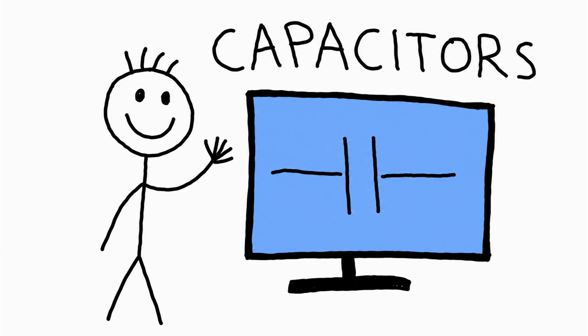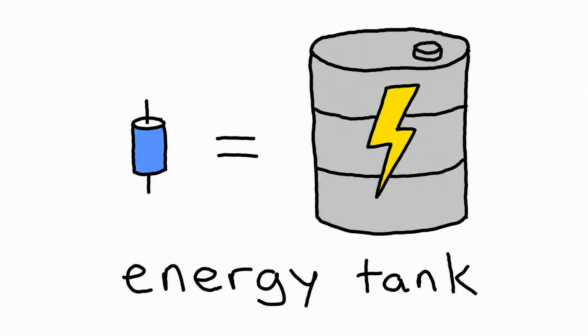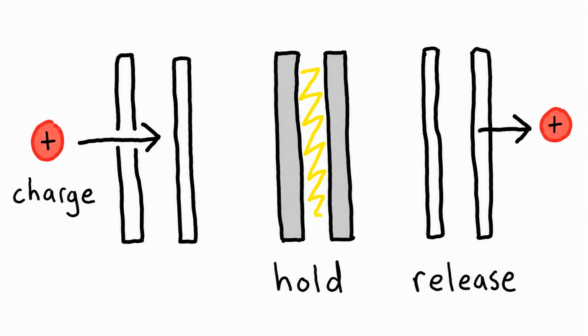Today we will talk about capacitors, what they are, what they do, and why they're found in almost every electronic circuit. A capacitor stores electrical energy for a short time. Think of it like a tiny energy tank. It can charge up, hold energy briefly, then release it back into the circuit.